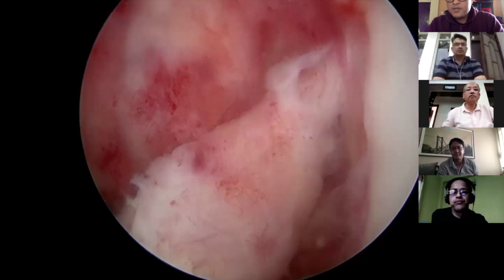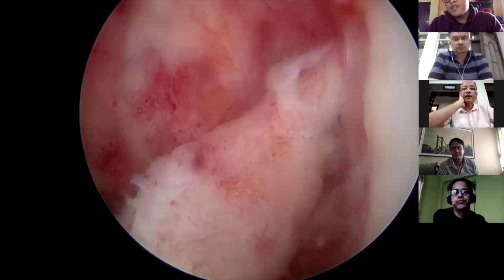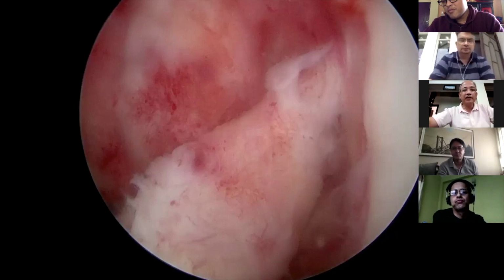Sudeep sir, will you debride all of these scars or will you preserve them? No, I will not preserve it, because if I preserve it and put another graft there, I'll be worried about the cyclops lesion. And this scar is non-functional, so I feel there is no point in preserving it. So I'll debride it completely and do the ACL reconstruction the standard way.